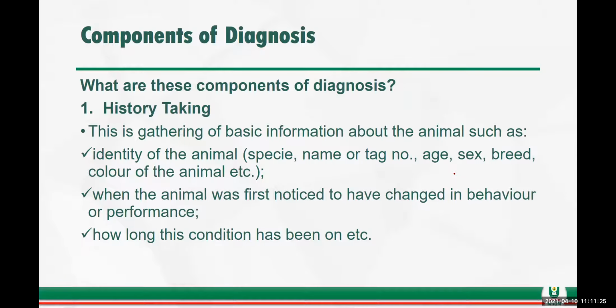Now, what are the components of diagnosis? Number one here is history taking. Yes, very important. You must start right here by taking the history of the animal. And history taking is gathering basic information about the sick animal, such as the identity of the animal. You want to look at the species, the age, the breed of the animal, the sex, the color of the animal. You record all of these things.